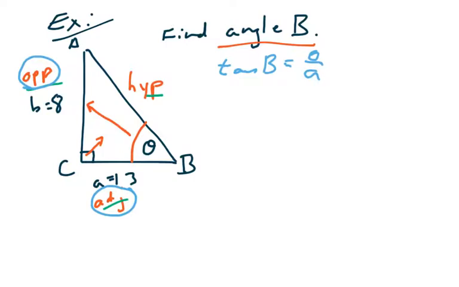All right, so now we're on to step 3 here where we substitute the values in. So the tan of angle B, and it doesn't matter if you put the theta in there if you want to.